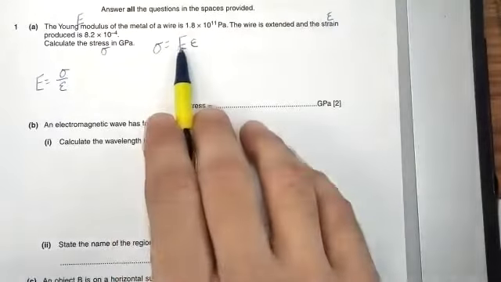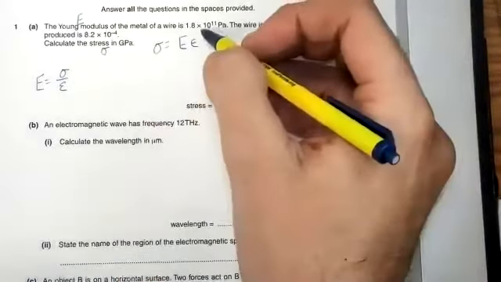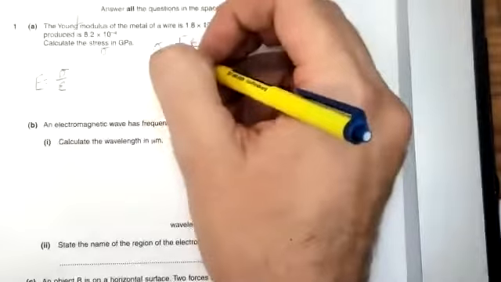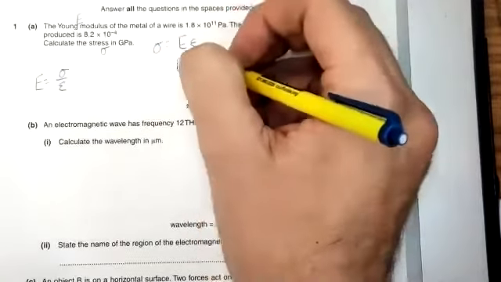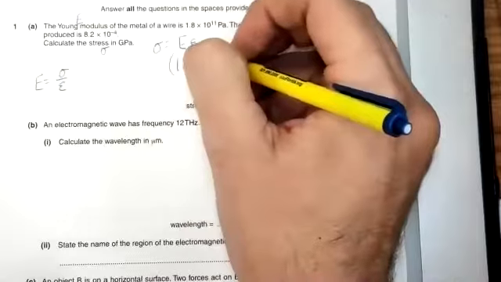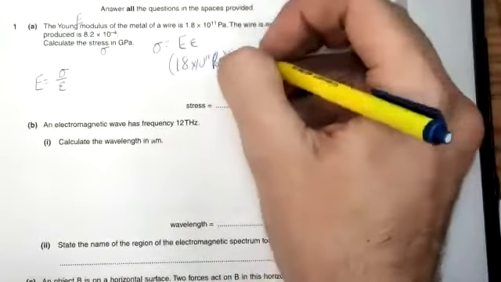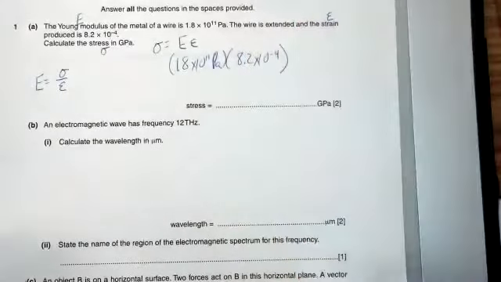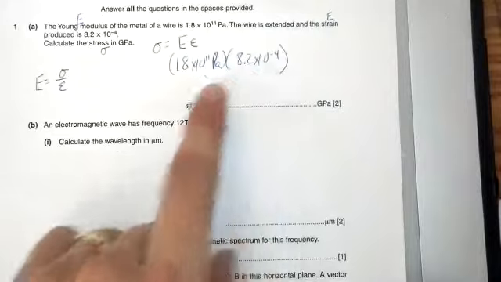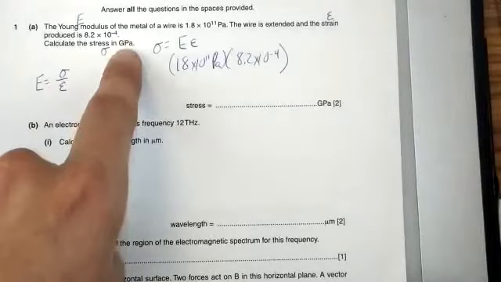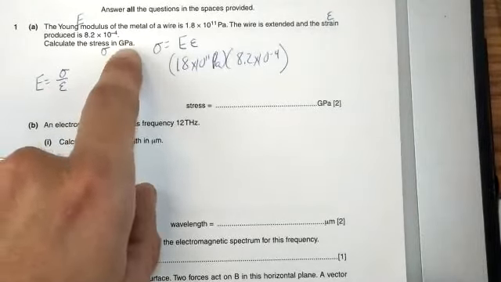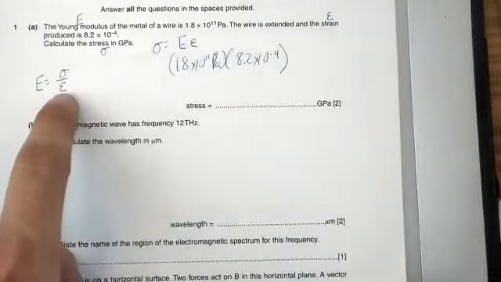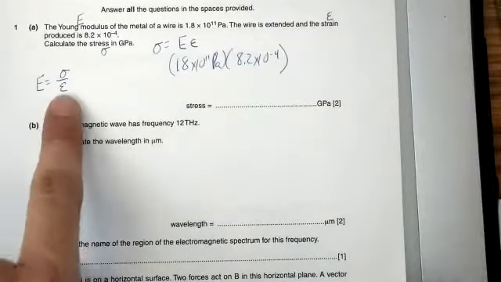Good stuff. So let's go ahead and make some substitutions. We've got the Young modulus that's given as 1.8 by 10 to the 11 pascals. And the strain is just 8.2 by 10 to the negative 4. And so there are no units associated with it. The units of Young modulus are the units of stress. So stress is in pascals, or in this case, they wanted gigapascals. It's the same thing as the units of Young modulus because there are no units for strain. It's dimensionless.